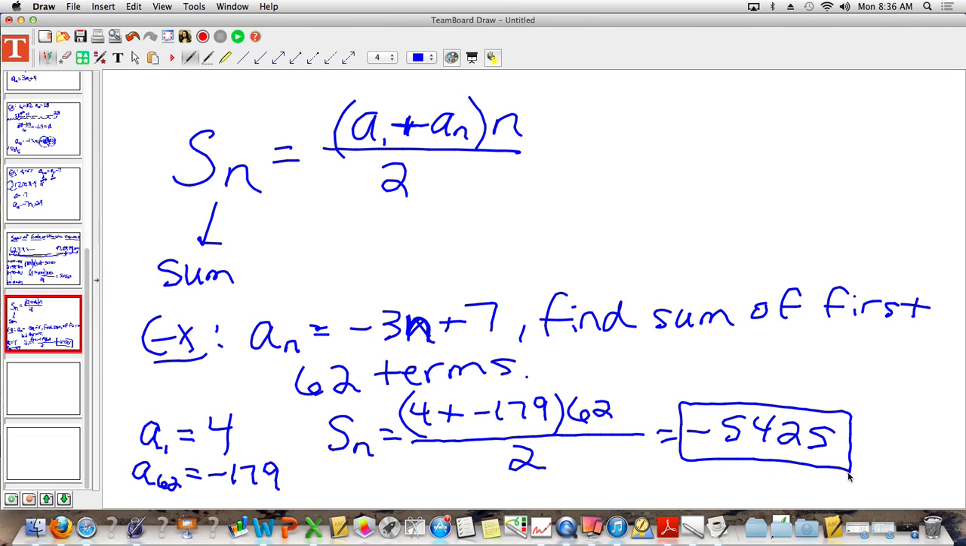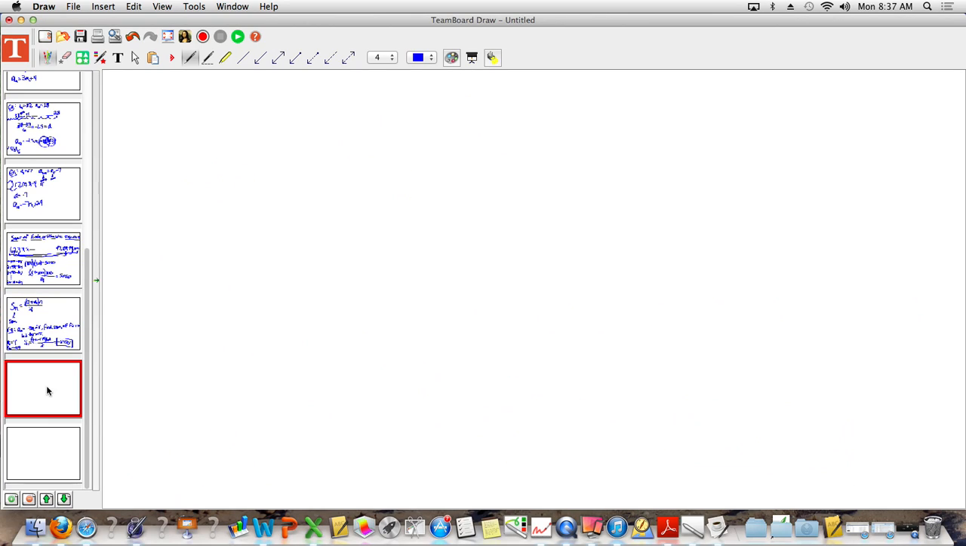Negative 5,425. Alright, I've got to say this. What if I ask you to find the sum of something, and I ask you to go from the 4th term all the way up to like the 97th term, what happens then?